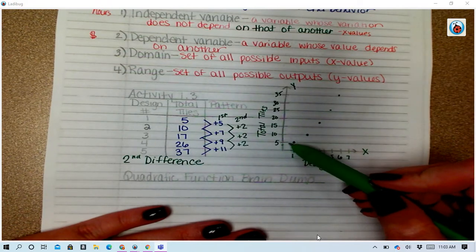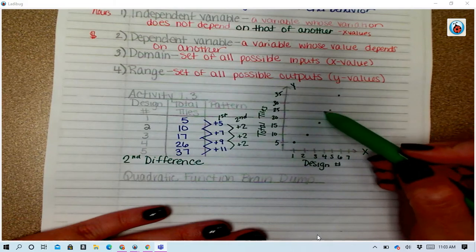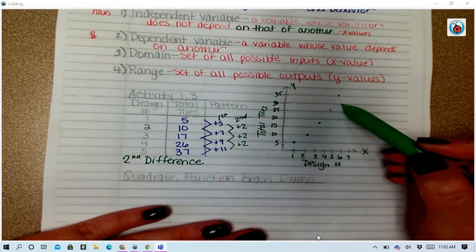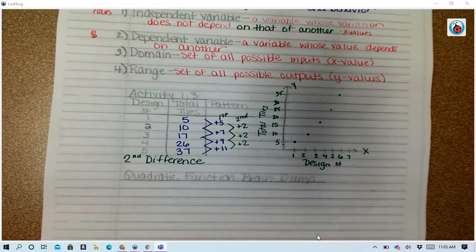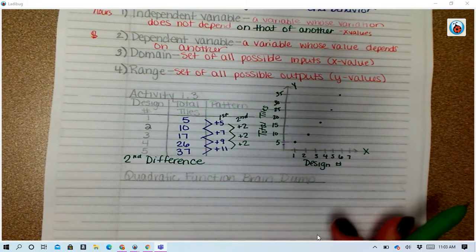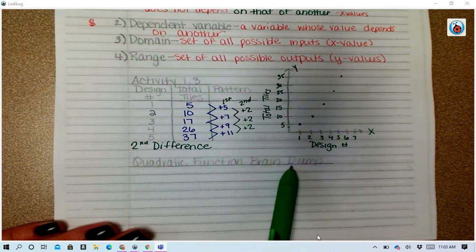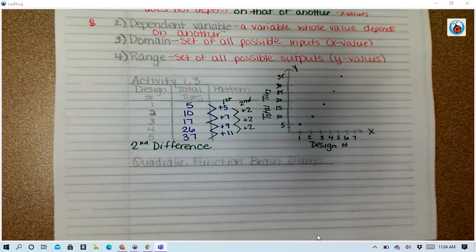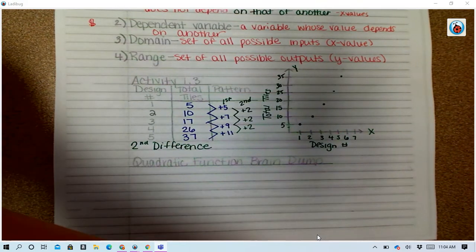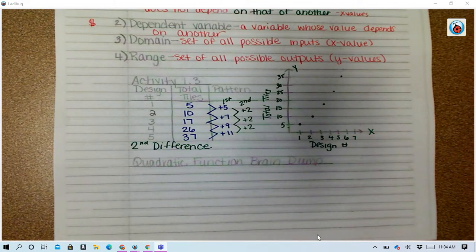5 was 37, so just above the 35. And as you can see here, this does have more of a curve to it, even if we weren't the most accurate in graphing our points. So like I said, this is a quadratic, so go ahead and write quadratic function brain dump. And I want you to pause this video and write down anything that you can remember about a quadratic function.